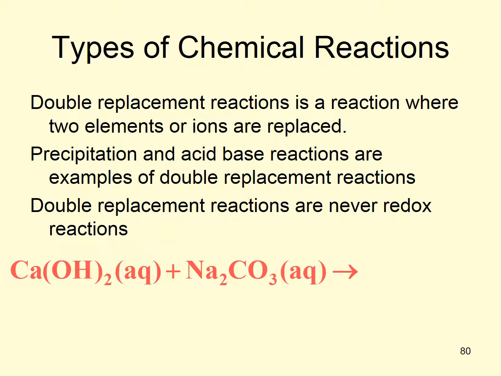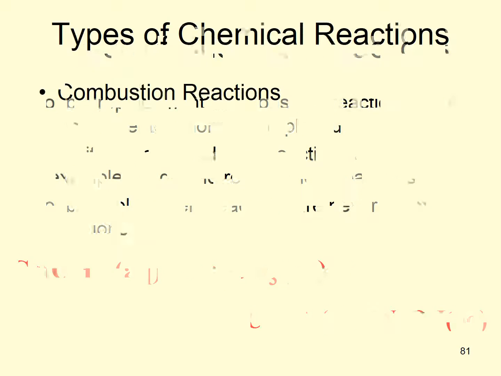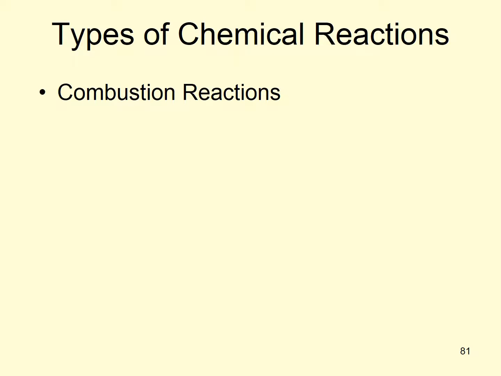So here's an example: calcium hydroxide and sodium carbonate, and then notice that the calcium replaces the sodium to form calcium carbonate, and then sodium replaces the calcium to form sodium hydroxide. This happens to be an acid-base reaction, and if you were to go through, all the oxidation numbers would remain the same throughout. So again, if you do the double swap, like a precipitation or acid base, that is a double replacement.